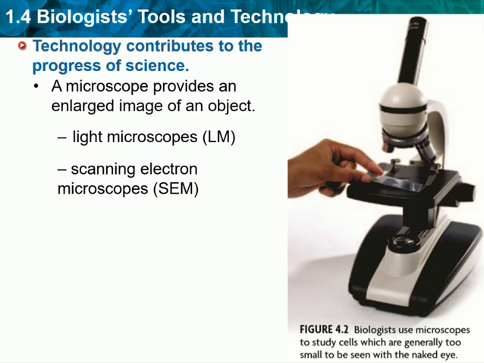A microscope provides an enlarged image of an object. Some of the most basic concepts in biology, such as the fact that cells make up all organisms, were not even imaginable before microscopes. The first microscopes magnified objects but did not produce clear images. By the 1800s, most microscopes had combinations of lenses that provided clearer images.